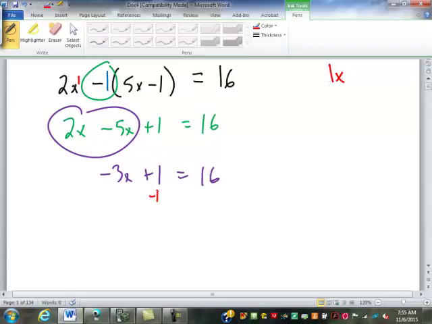So here then we're going to subtract 1. Negative 3x equals 15, and then divide by negative 3. X equals negative 5. Well, I'm sure you guys all had that, right? Cool.